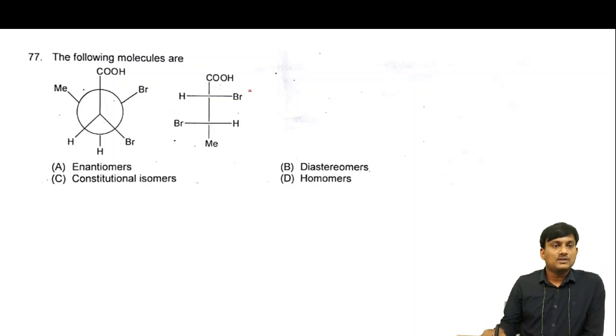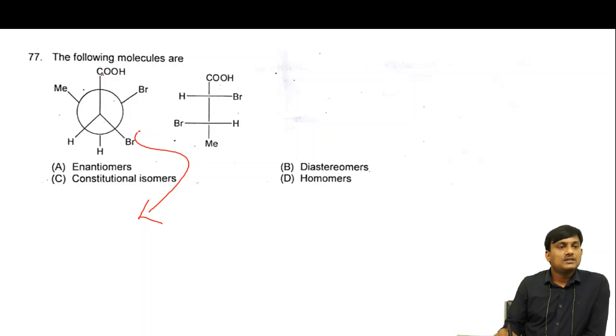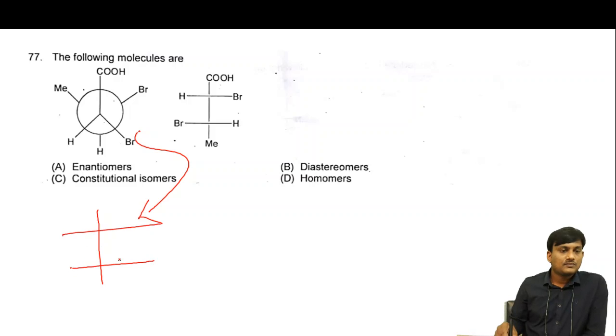The following molecules are enantiomers, diastereomers, constitutional isomers, or homomers. Okay, these are the structures which are given. This one is a Newman projection formula and this one is a Fischer projection formula. You have to convert the Newman projection formula into the Fischer projection formula. So when you convert this one, you will get it like this. In this case, what are the substituents attached with this circle? Methyl and bromine. So first you have to write this one, Me and Br.